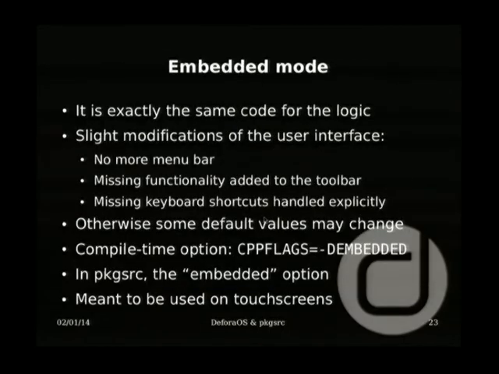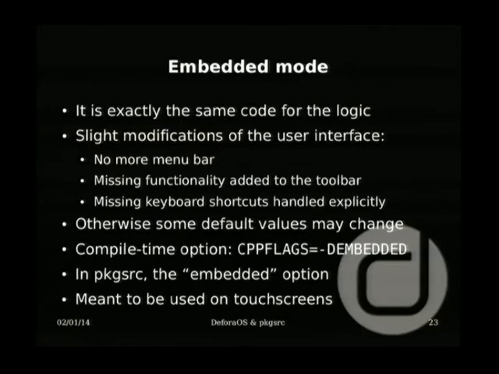Embedded mode. So I already mentioned it. It's exactly the same code. No more menu bar. More missing functionality is implemented through the toolbar. To enable it, it's just a compile time flag. You add -D EMBEDDED in uppercase to the compilation, and then it's going to build embedded mode for each application that supports it.